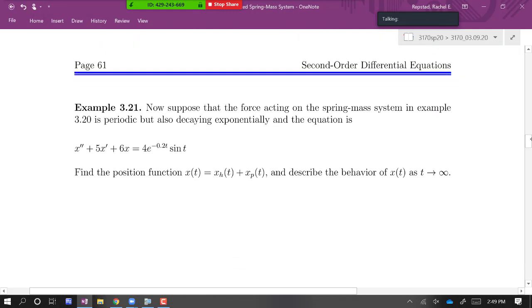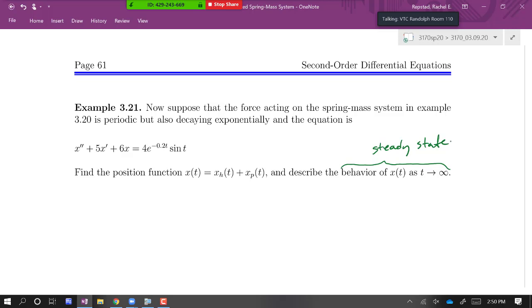What's that? Yeah, so the behavior as t approaches infinity, that is basically the steady state. We mentioned that the transient part of the solution tends to 0 as t gets large, and the steady state solution is what persists.